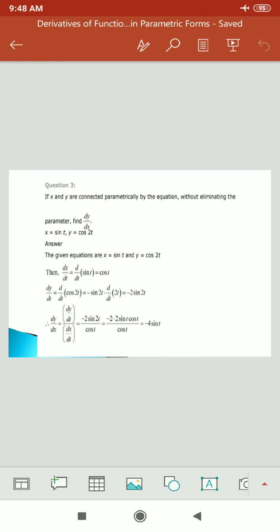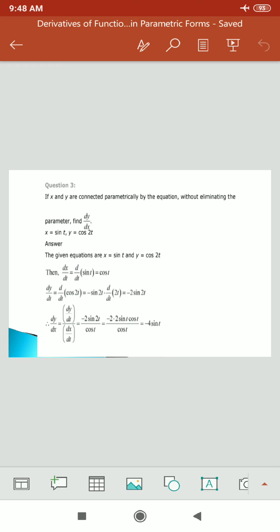sine of 2t. That implies dy by dx equals dy by dt divided by dx by dt, which is equal to minus twice sine 2t divided by cos of t, which is equal to minus twice sine 2t, that is 2 sine t cos t, divided by cos of t. Cos t cancels, we get minus 4 sine t. Minus 4 sine t is our dy by dx. In this way we find dy by dx.